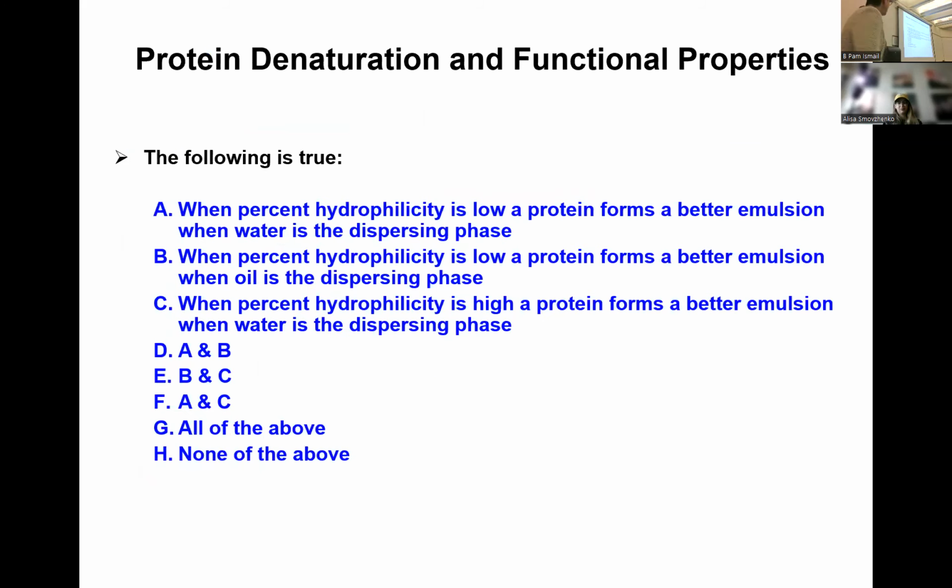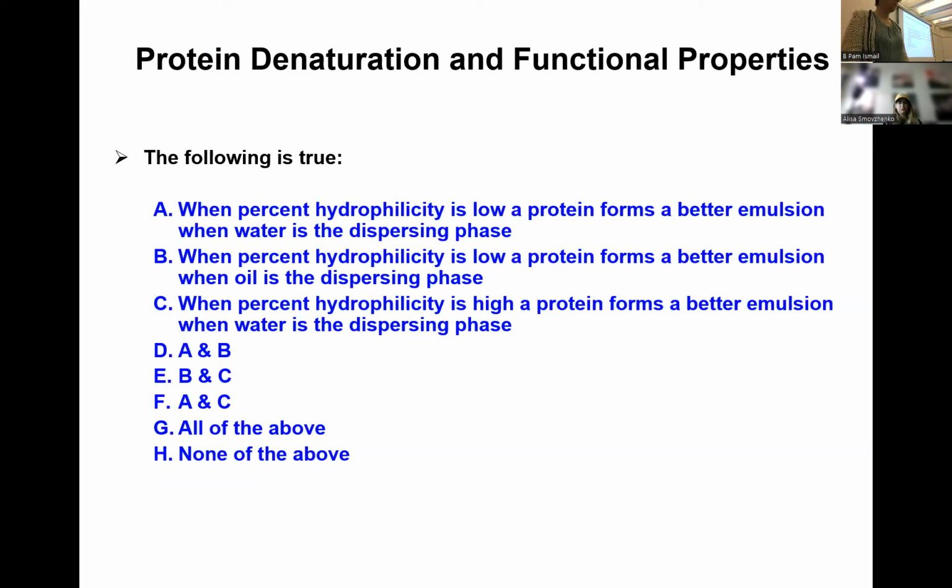Let me ask you a question now. We're going to talk about functional properties in this lecture today, and we're going to relate structure to function. A lot of you already do that in the work that we do in lab. So let's see here. You read it and you give me an answer.